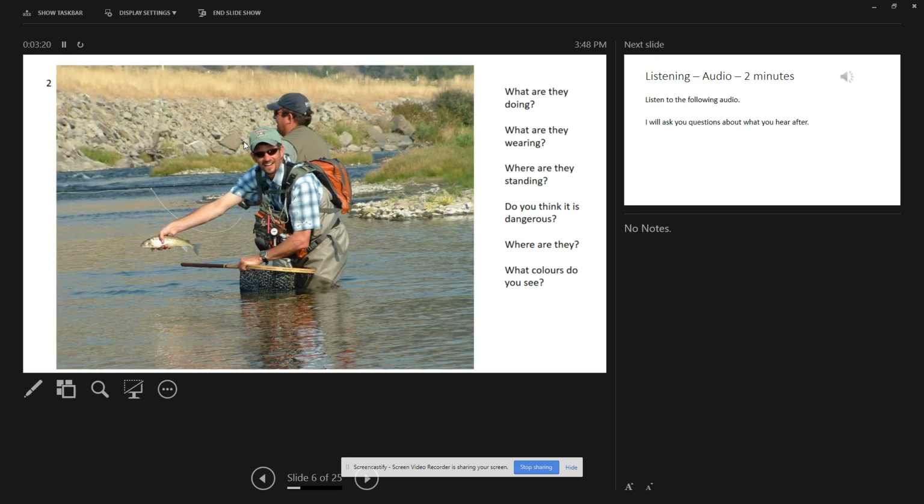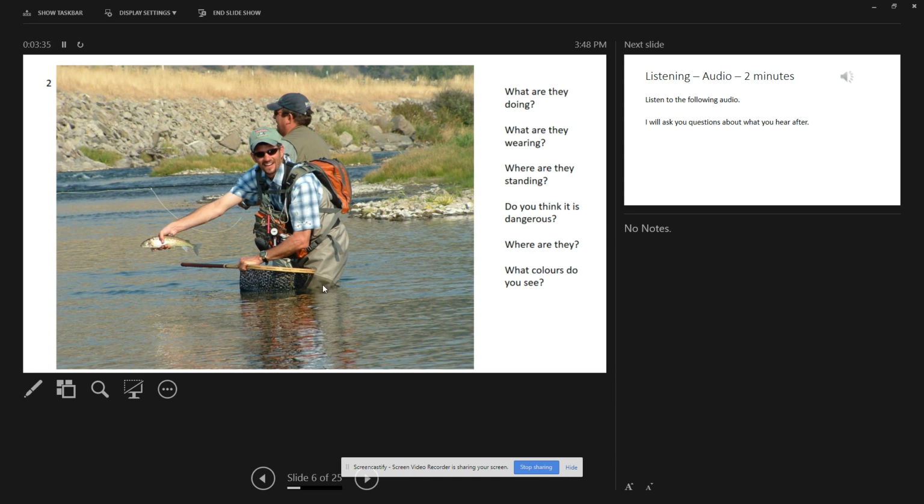The second picture is also fishing, but it's different. So here they say, what are they doing? Well, they're fishing. This man has actually got a fish in his hand and he's putting it in the net. Well, what are they wearing? Well, they're wearing a shirt. They've got backpacks. They've got hats on.